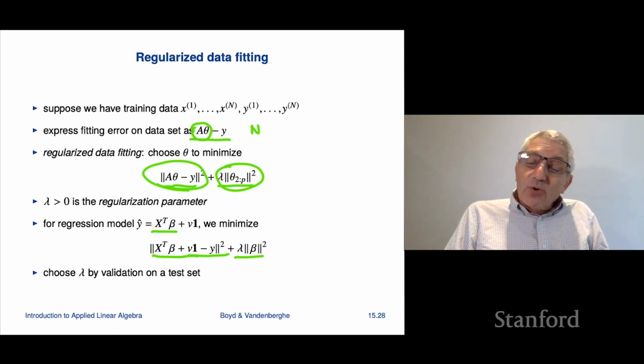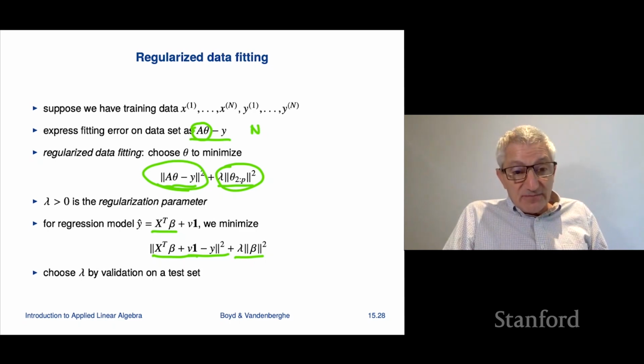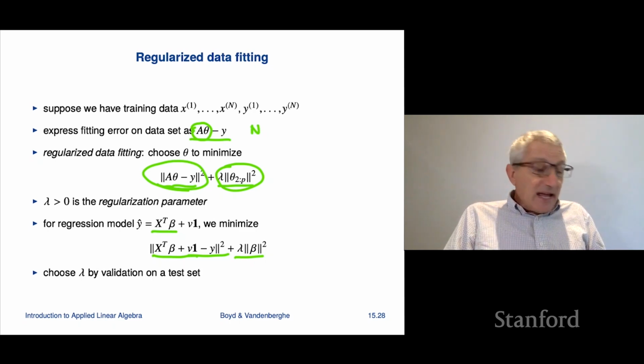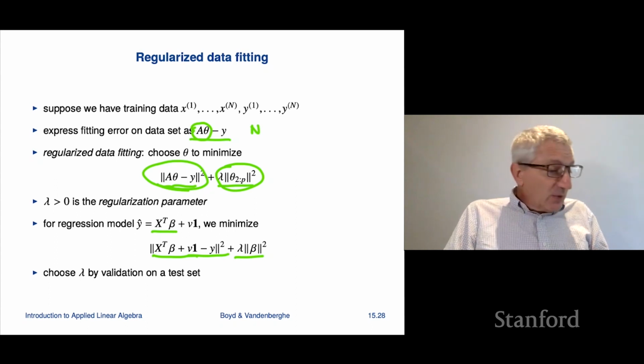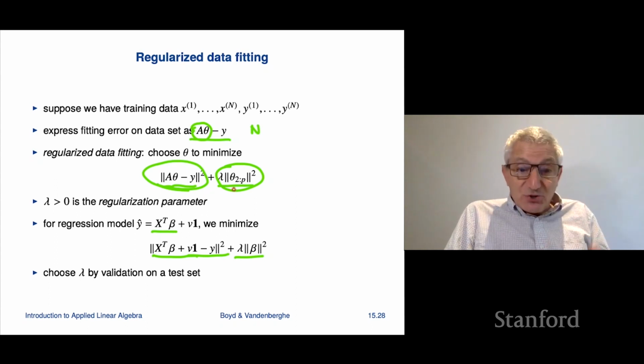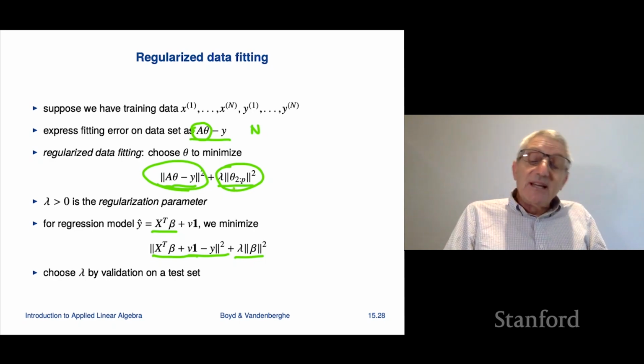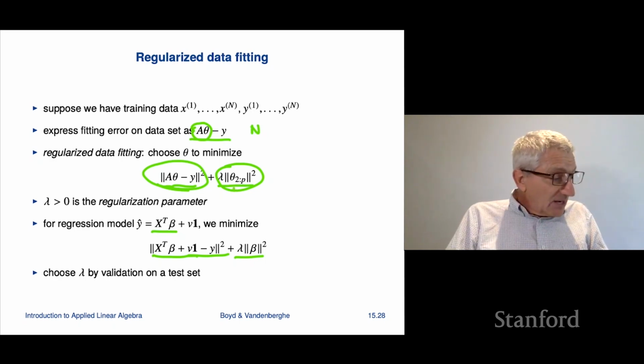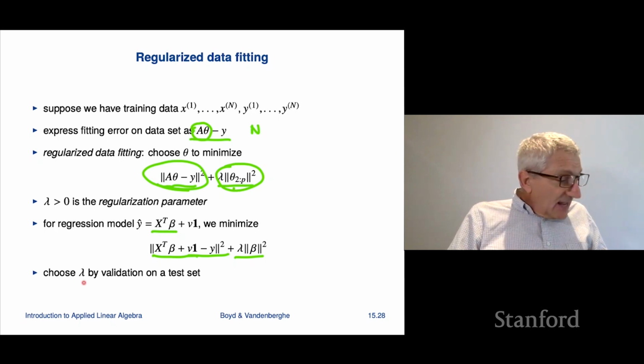Another word for regularization is shrinkage. That's used in statistics, and the reason is pretty clear. What it does is serve to shrink the coefficients to make them smaller than they would be if you didn't have that term. Okay, now how do you choose lambda?